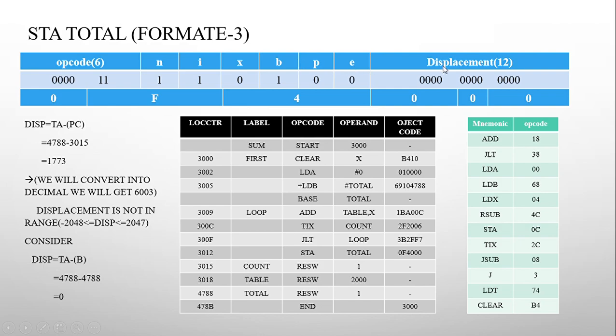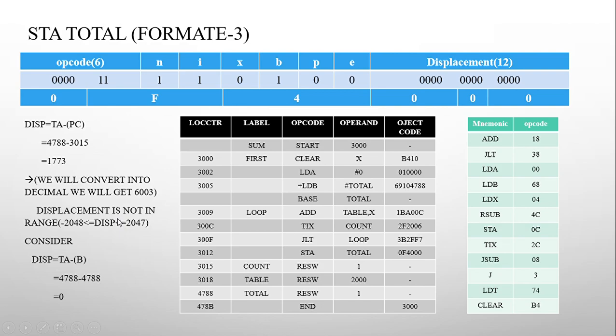Next, to find out the displacement, we are having a formula: displacement is equal to TA minus PC. Here TA is the target address of total, where the total is present. Total is present in this location counter, that is 4788, minus PC. PC is nothing but the address of the next instruction, that is 3015. We are getting a result as 1773. We need to convert it to decimal. We are getting 6003, which is out of range.